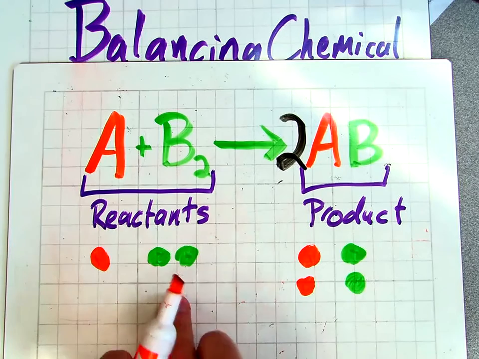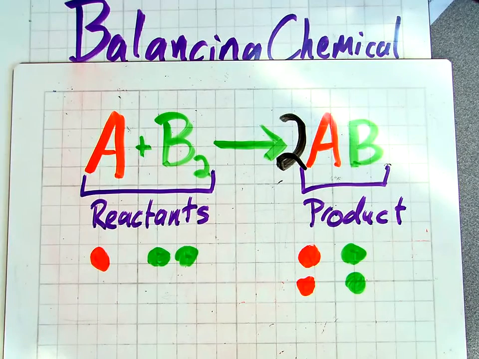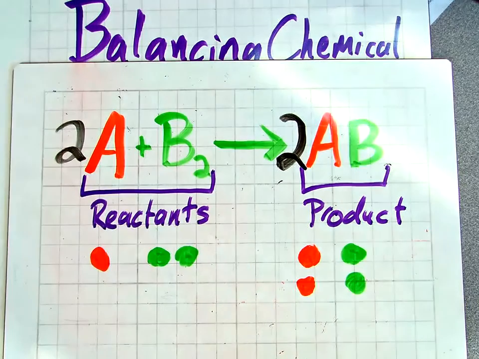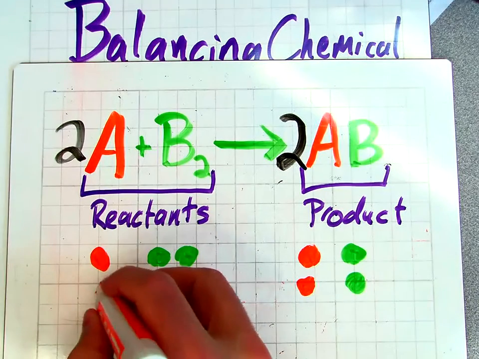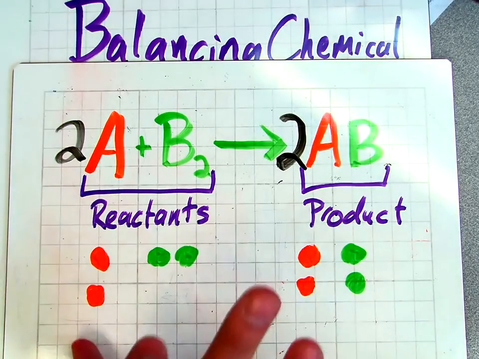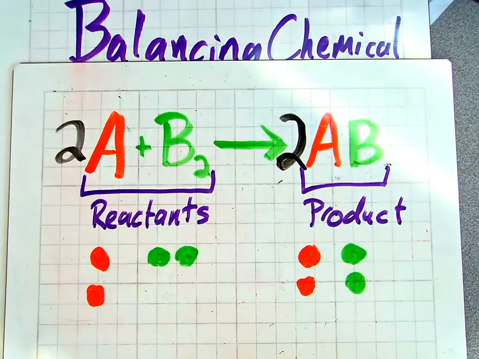So now my B's are equal on either side, but my A's aren't. So I've got to go and put another 2 here in order to balance this equation. Now I have a balanced equation. 2 A's as a reactant and a product, 2 B's as a reactant and a product. So that's just a generic chemical equation.